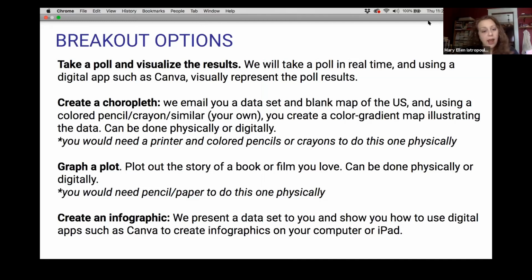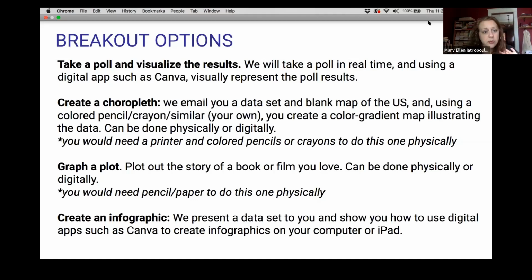If you are having a morning where you want to just do something mellow and low key, you can create a choropleth. We have a data set that you could use that just involves some coloring. These are very stressful times, so if you want to spend half an hour coloring something in, cool.